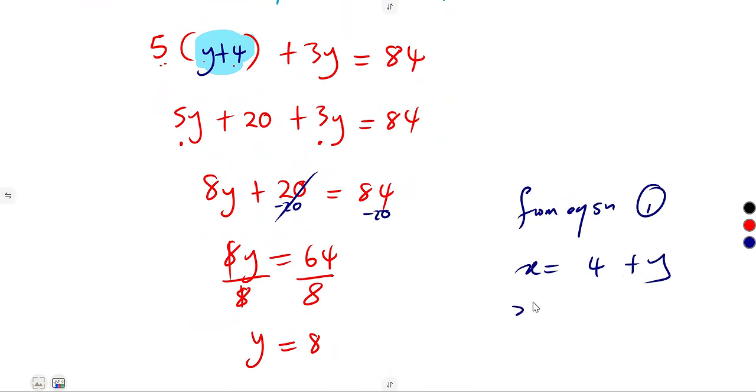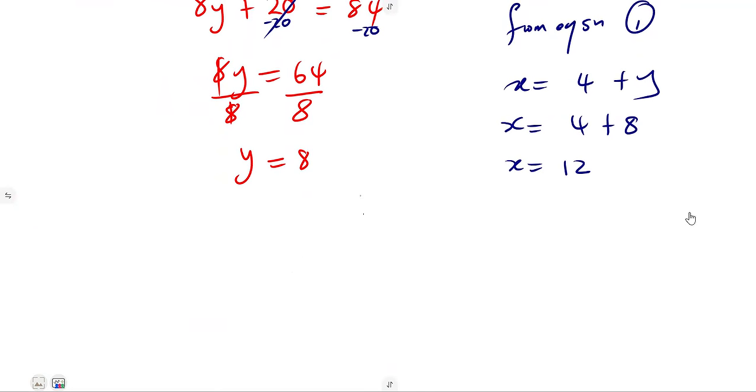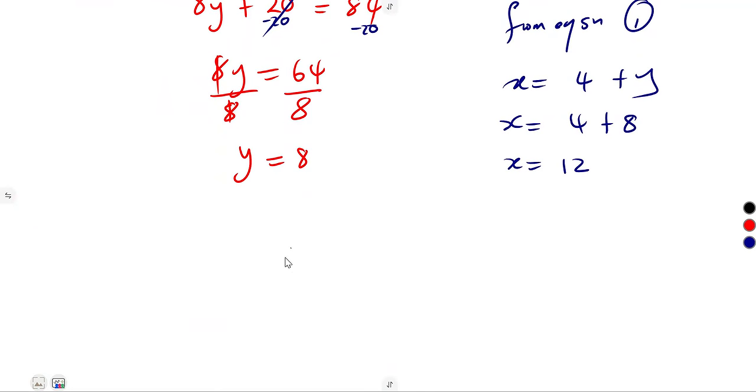So we can simply substitute 4 plus our y, which is 8. So x is equal to 12. So remember what x represents. Therefore, you're going to have the cost of what? It's a glass. They said a glass of what? Of orange juice.